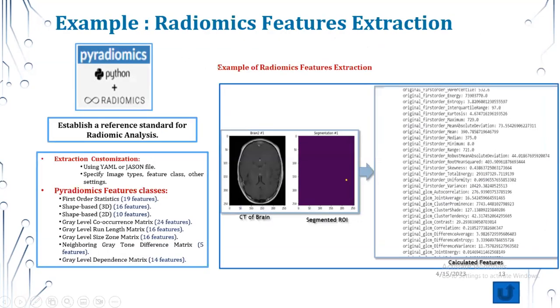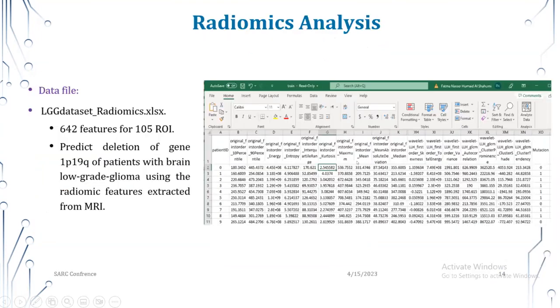Here is an example. After extracting the features using this radiomics tool, we get data in an Excel file like this. It is numeric data, and then we can use this data for analysis. For example, I have here a sample which I analyzed. These are the radiomics features extracted to predict the deletion of a gene, for example, in the brain.